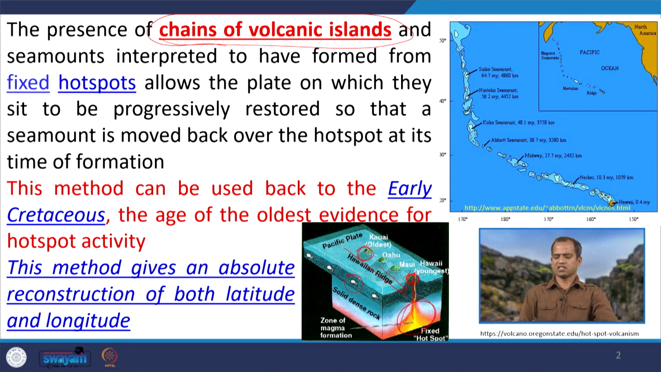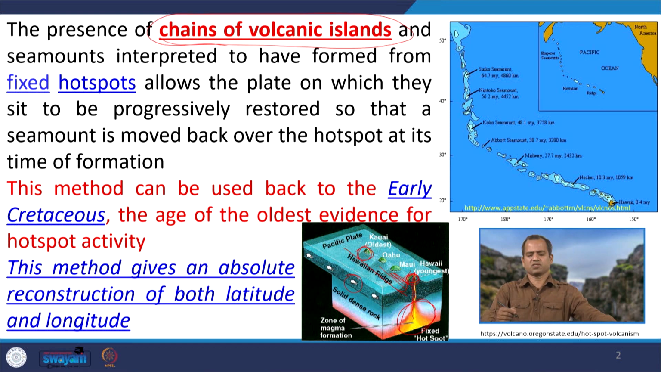The distance between these two and the age difference between these two, we can use to tell the rate of plate movement. Similarly, this hotspot system not only tells about the quantitative plate motion, but also about the directional change of plate motion with time.